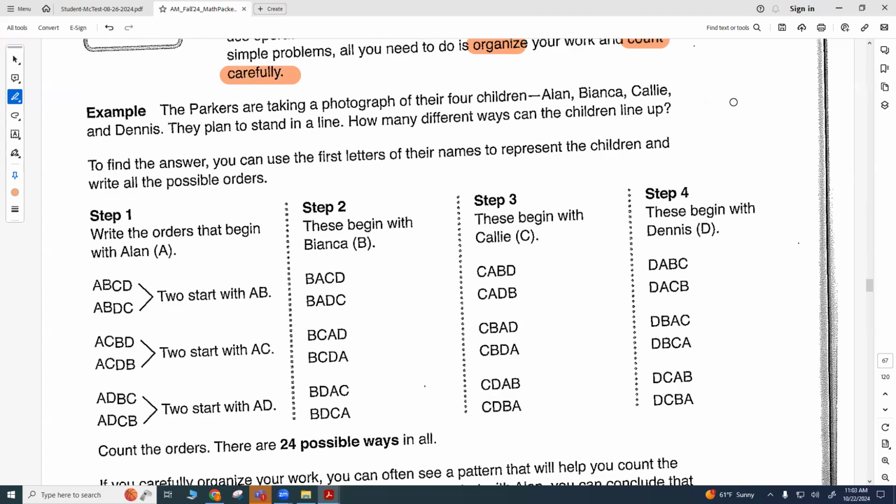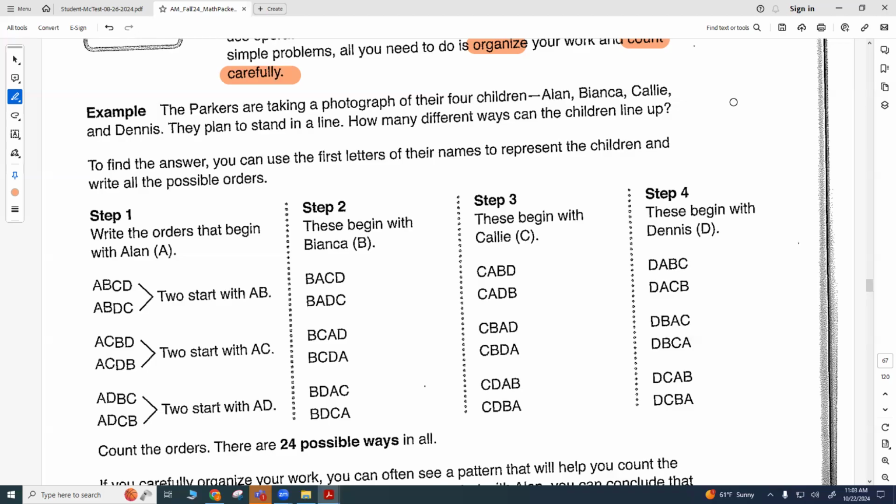So the Parkers are taking a photograph of their 4 children, Alan, Bianca, Callie, and Dennis. Maybe that's why I keep calling you Dennis, Dustin, because Dennis was in this problem. We went through this last night. That's where Dennis came from. They plan to stand in a line. So how many different ways can the children be lined up?